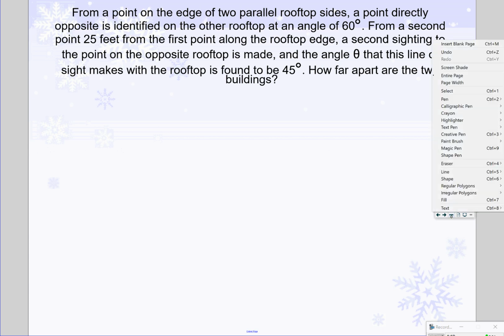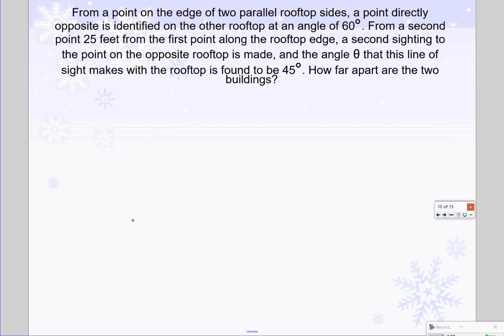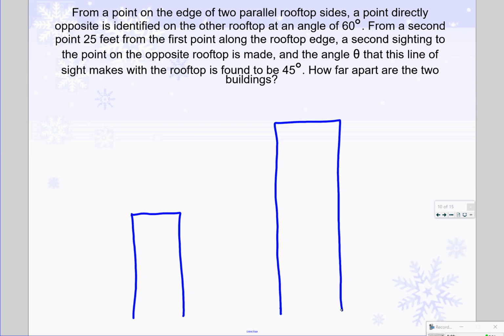All right, so obviously we need to sketch some things out here. All right, so I have two buildings. They are parallel rooftop sides, and one is shorter than the other. One person on one building is looking up at the other building. Okay, so there's my buildings. All right, so it says from a point on the edge, we look up at the edge of the other rooftop, and the angle that is formed is 60 degrees. That is an angle of elevation. So imagine looking across, looking up, 60 degrees. We assume anything sticking out of the ground is going to make a right angle with a horizontal.